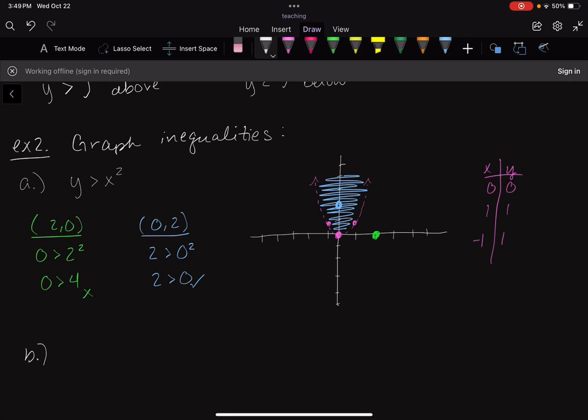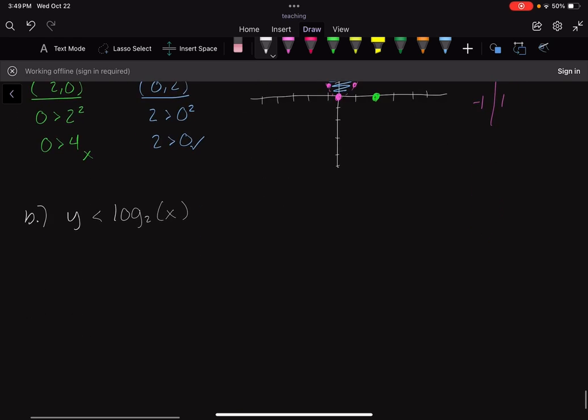Let's do y is less than log base 2 of x. This is nonlinear as well. So remember, I'm just going to graph this like normal. If I was looking at y equals log base 2 of x, I'm basically graphing it just like I would do that.